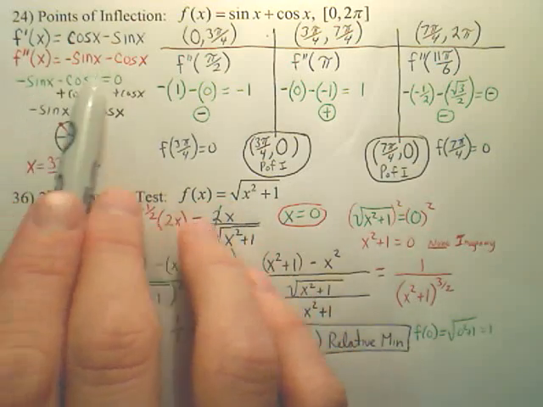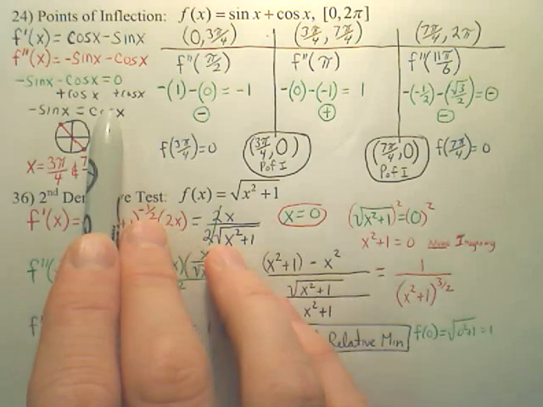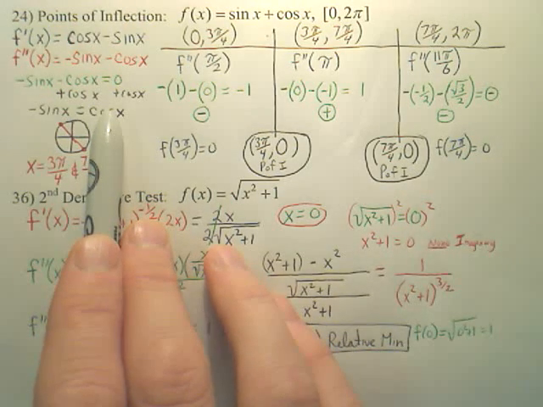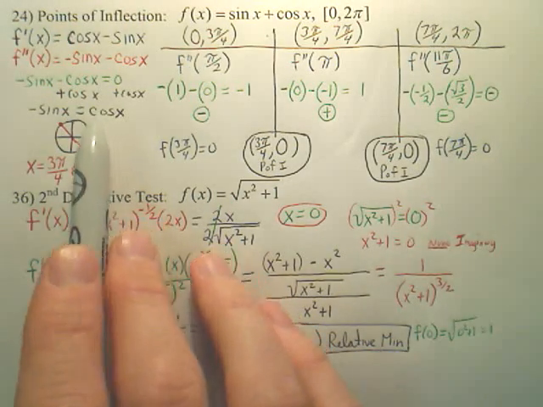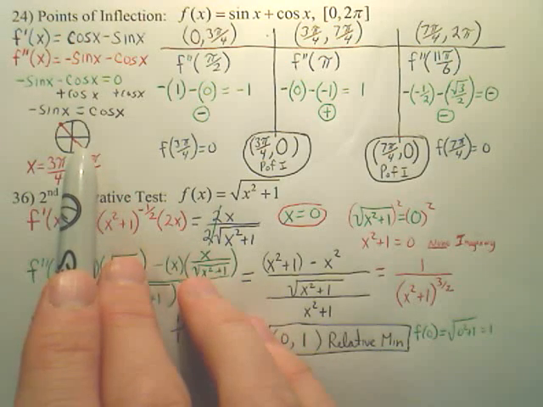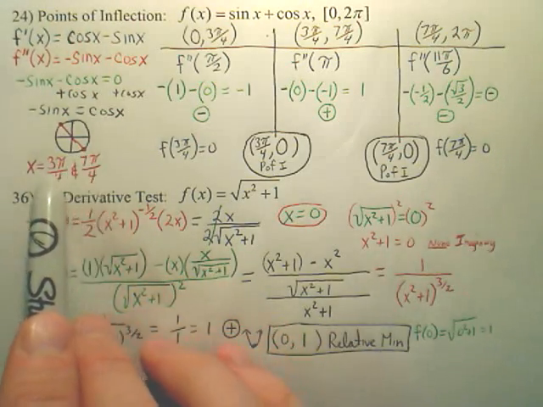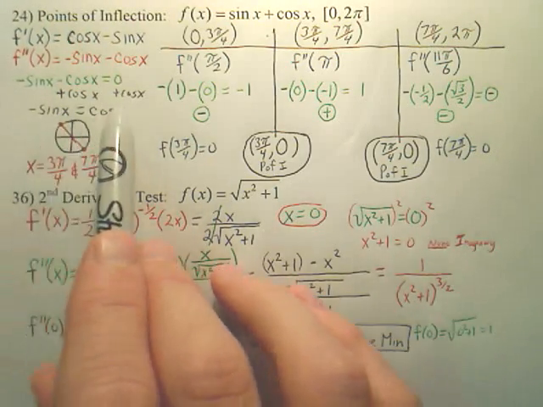Then if I set this equal to 0, move the cosine over, I look at this and go, okay, when will sine and cosine be opposites of each other? And what you do is you look at your unit circle and realize, hey, at these two values, they're both going to be square root of 2 over 2, but one's positive, one's negative. So those are my two values where they're going to be opposites of each other.